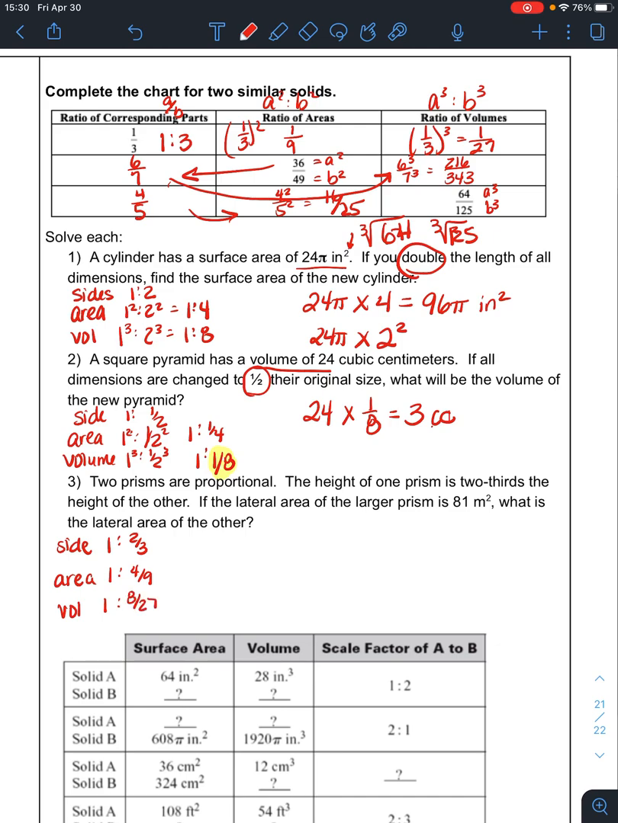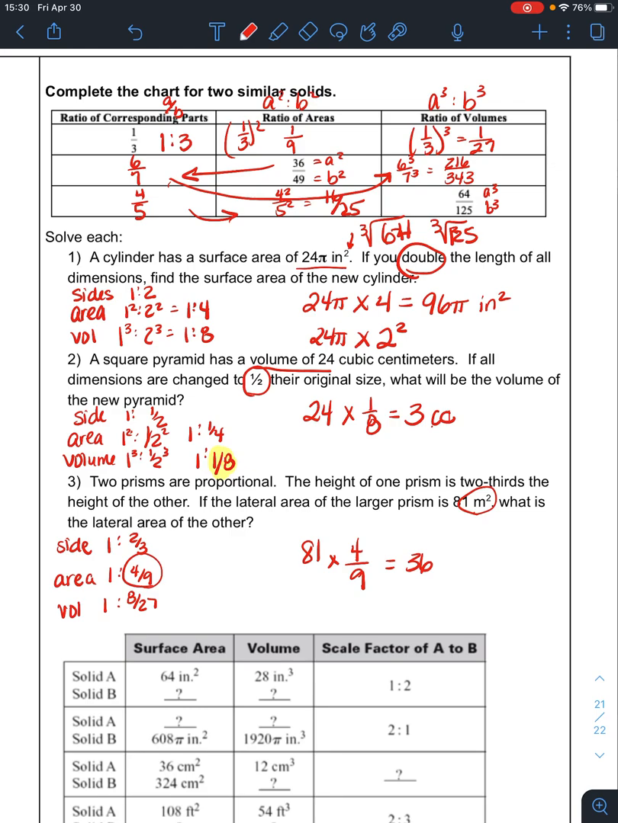So if I start with my larger one, then it's going to be smaller because it's going to be 2/3 as big. Then I'm going to multiply. It's an area, right, or it's meters squared, so I want to use my area multiplier. So times 4/9, and that's going to give me 36.